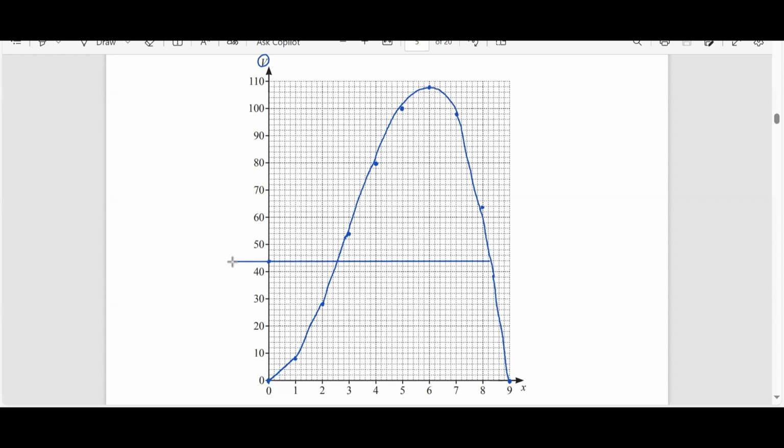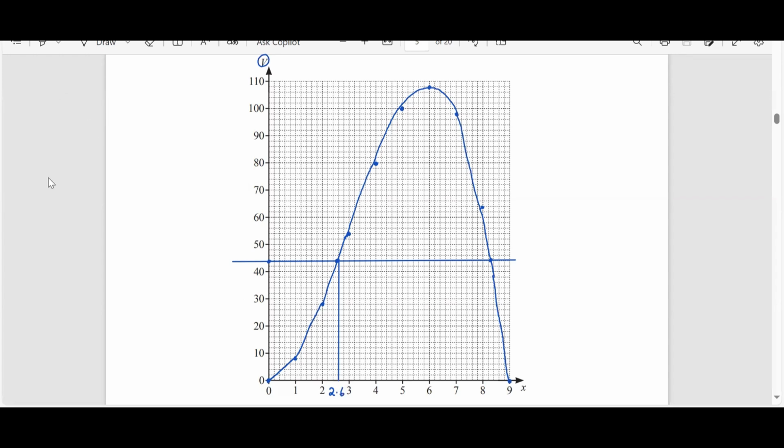And this horizontal line will cut the curve at 2 points. One is over here and the other one is over here. Now we need to find out the corresponding x values. So just draw a vertical line from here. You'll be getting the answers 2.2, 2.4, 2.6. So that point will be 2.6.